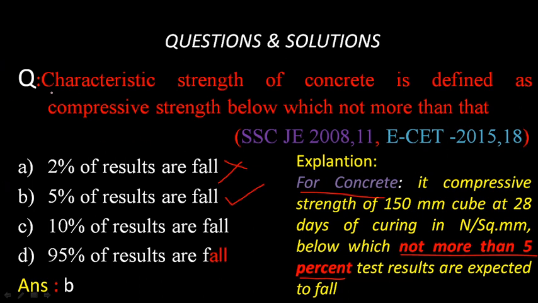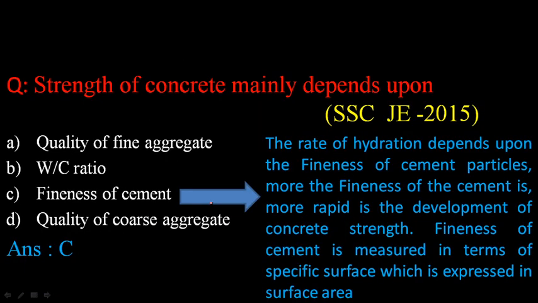It's a basic definition and a very important question. Multiple times this question has been asked in various civil engineering competitive examinations. So finally I am defining: the characteristic strength of a concrete is defined as the compressive strength below which not more than 5% of test results are expected to fall. Right. Let's go for the next question.